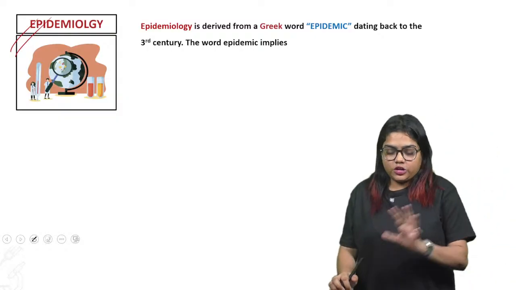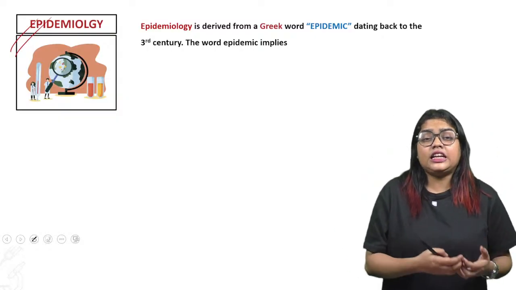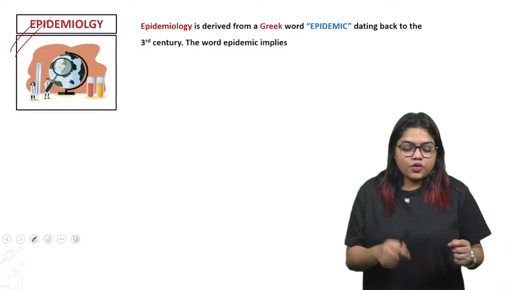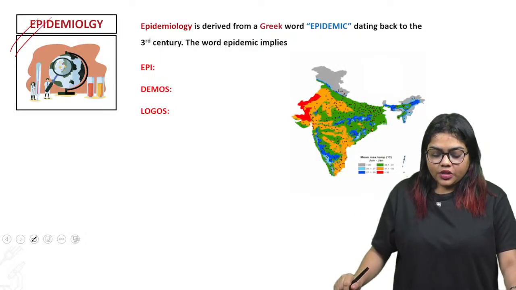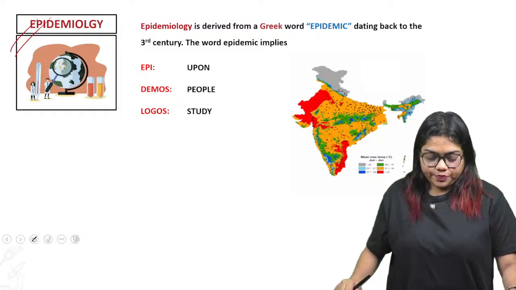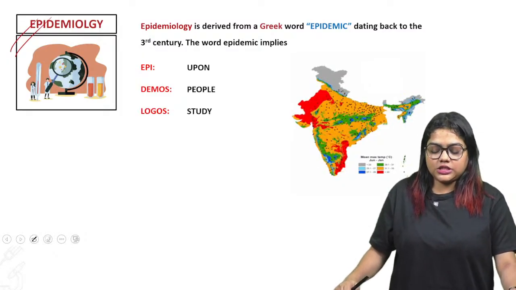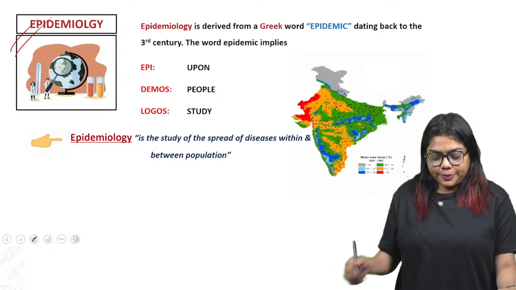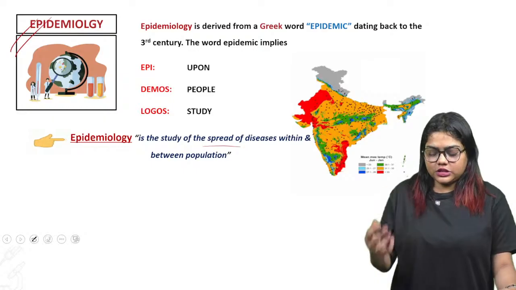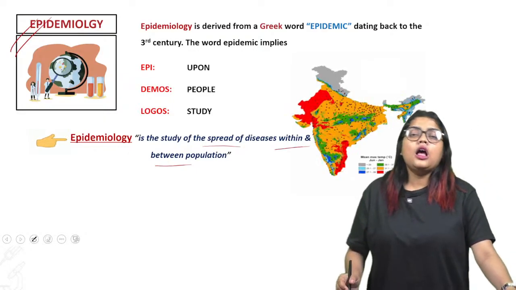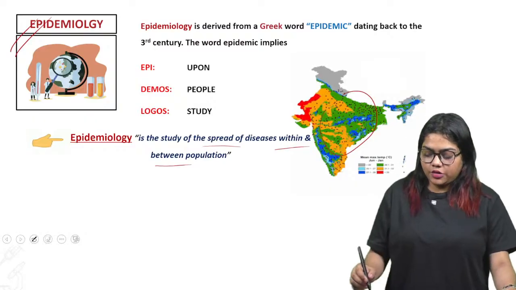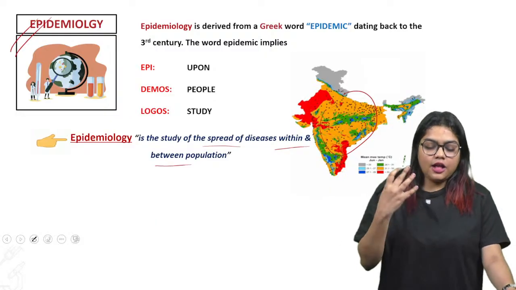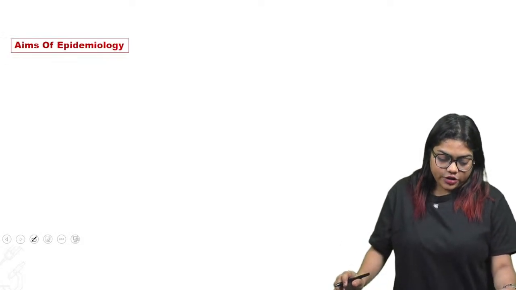So what is epidemiology? Epidemiology is derived from the Greek word epidemic, dating back to the 3rd century. The word epidemic implies epi, which means upon, demos means people, logos means study. So it is the study of the people. Epidemiology is the study of the spread of disease within and between populations. In a population, how the disease is going to spread in that community or area, the study we call epidemiology.